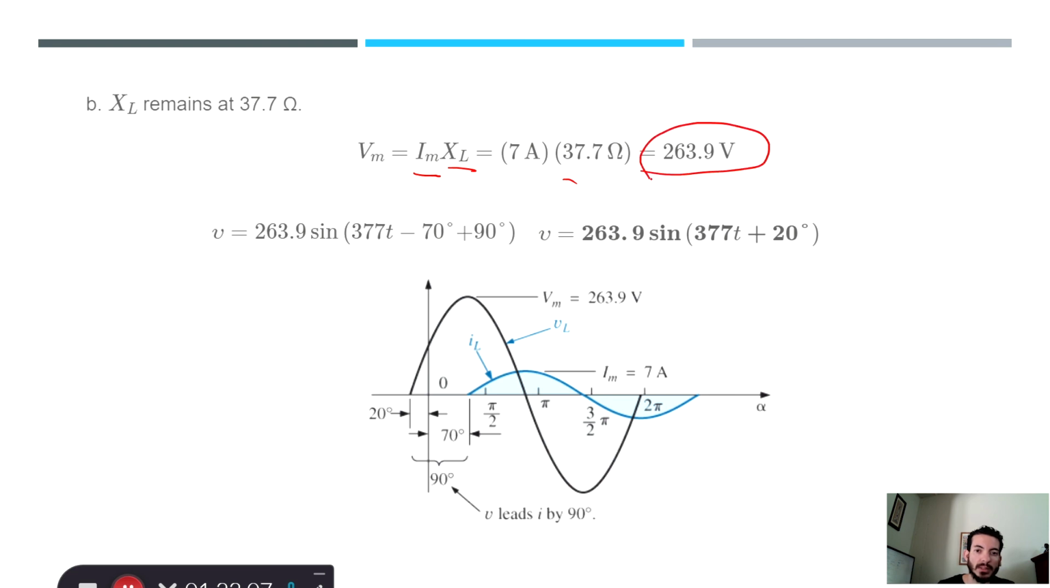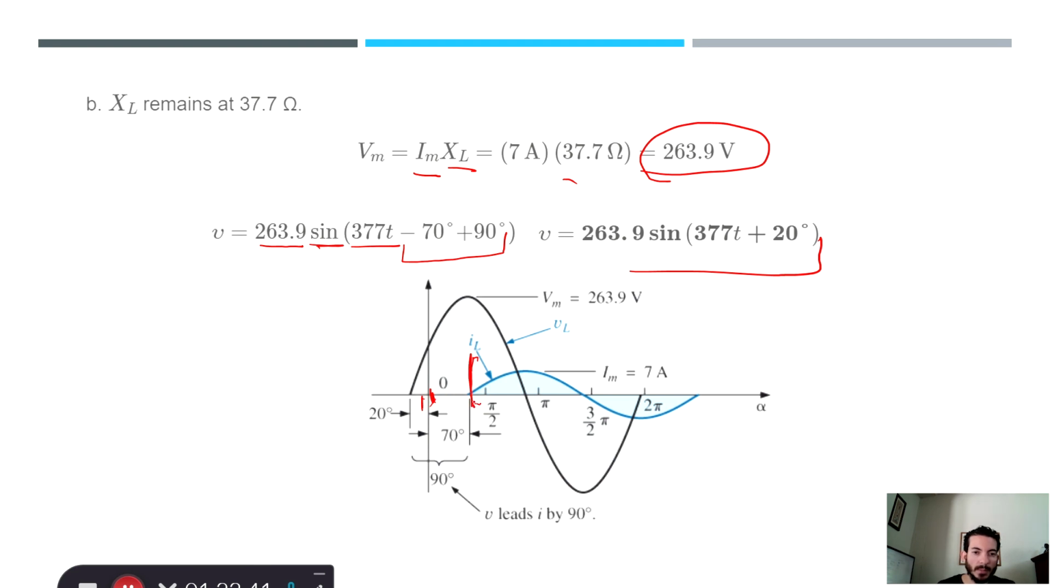This gives us 263 volts. So we're going to have 263 volts sine of omega t plus 90, but there's also the offset, so this will give you positive 20 degrees. When you plot it, it will simply be the new wave at an offset of 70. Remember, negative 70 is to the right.